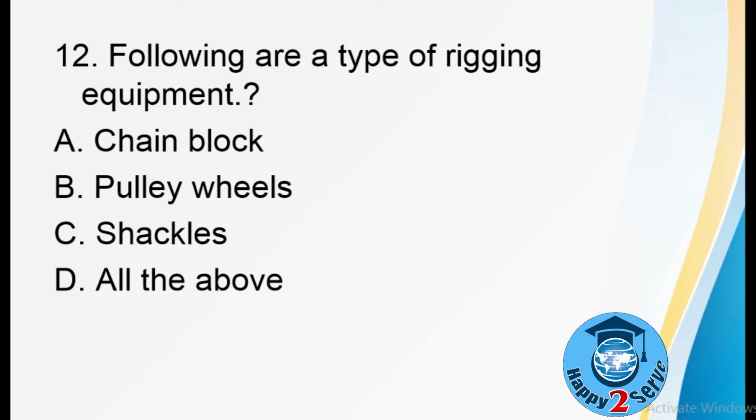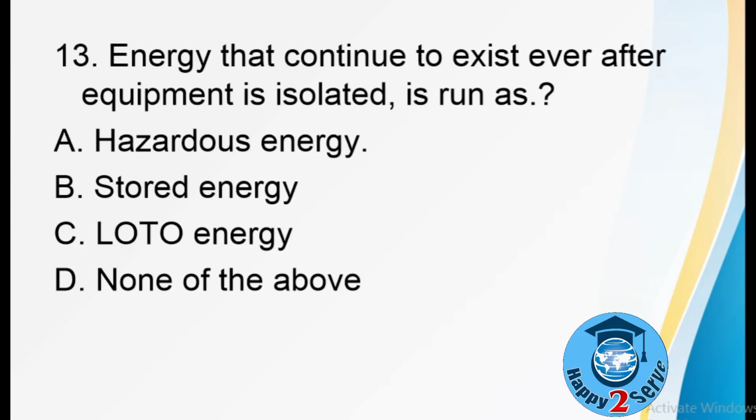12. The following are types of rigging equipment. A. Chain block. B. Pulley wheels. C. Shackles. D. All the above. Answer: D. All the above.